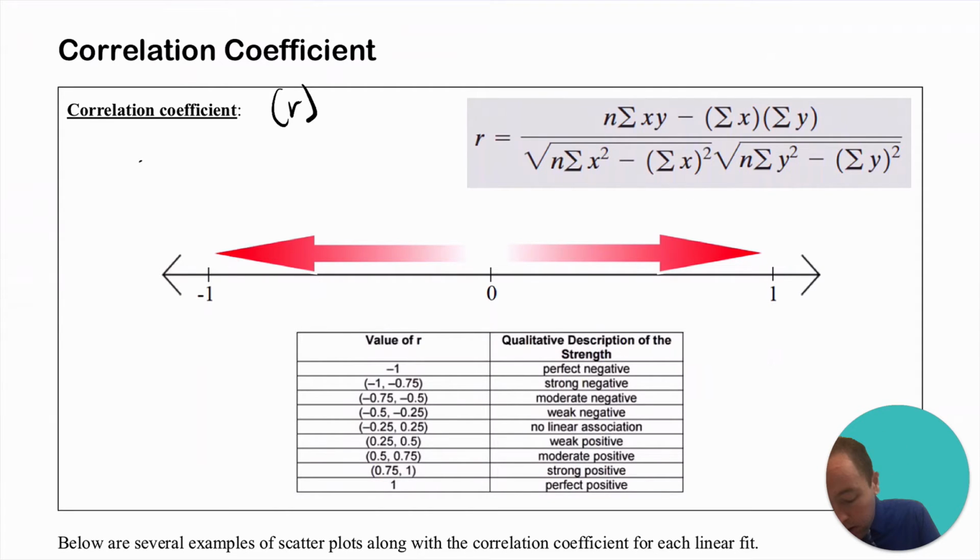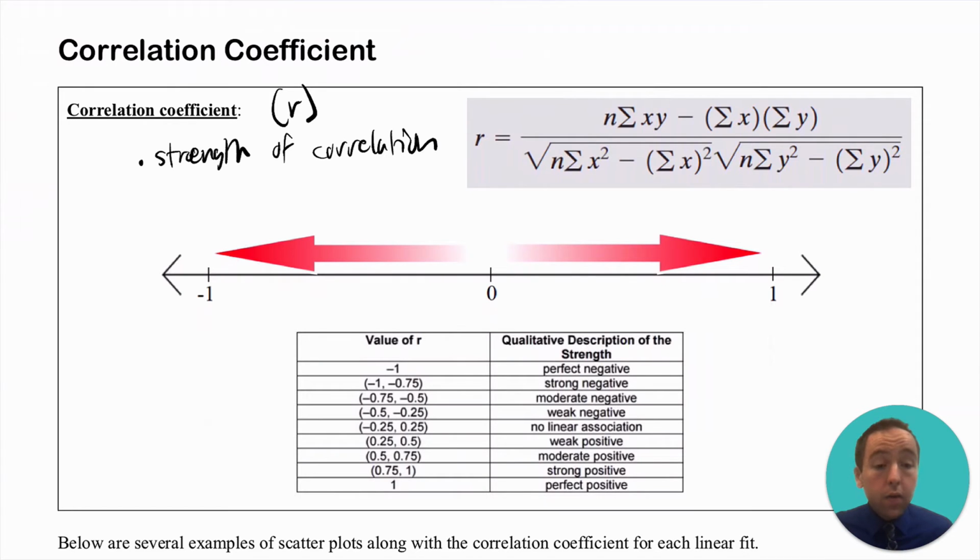What r will tell you is how strong a correlation is. By strong, we mean how good of a fit your line is to your scatter plot. Are those points really close to the line, or is it pretty weak, with a lot of points further away? So it'll tell you about the strength of the correlation.